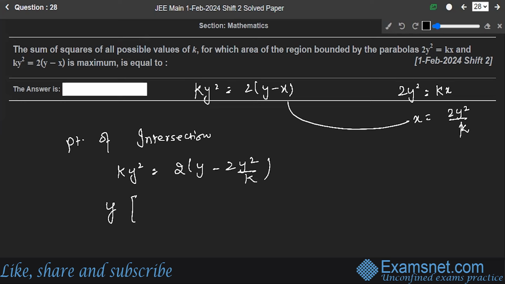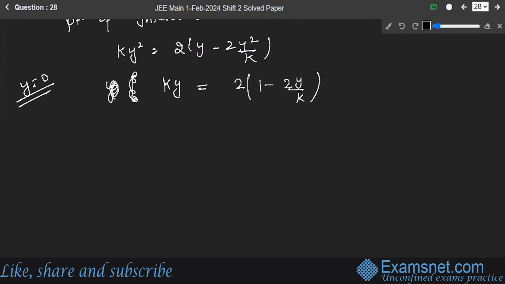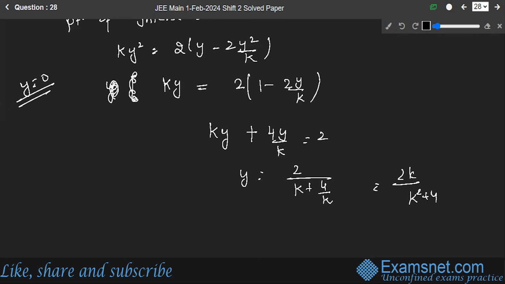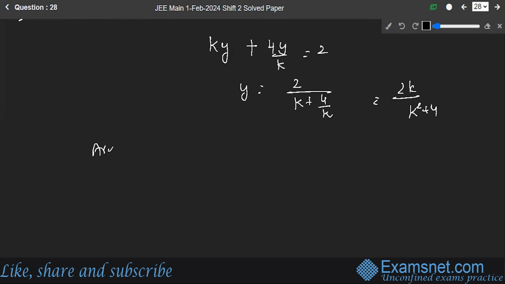One thing: if I can take y common, that means one root will be y is equal to 0, one possibility. And then I will divide both sides by y. This will be ky is equal to 2 into 1 minus 2y upon k. Or you will have ky plus 4y upon k is equal to 2, or y is equal to 2 upon k plus 4 upon k, or this is 2k upon k square plus 4, right? Now the area will be from limits. These are the two limits, 0 to 2k upon k square plus 4.